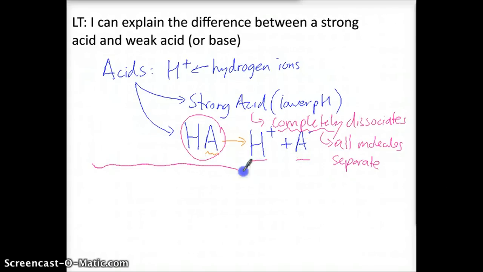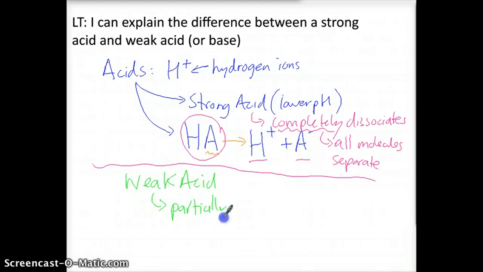On the other hand, if you have a weak acid, the difference here is that it only partially dissociates. Which means that with this word partially, what that really means is only some molecules split apart.